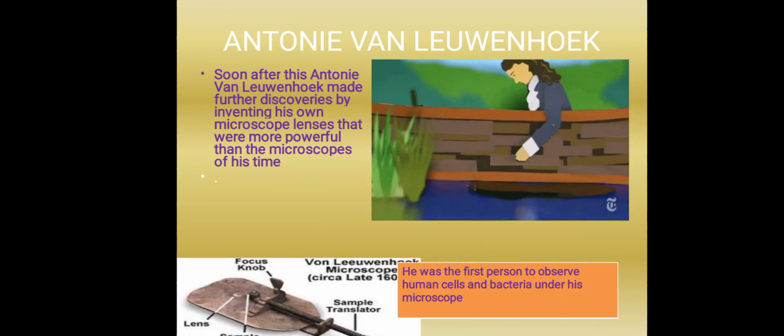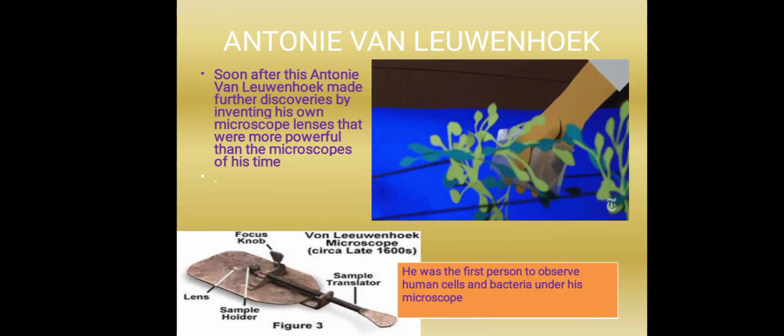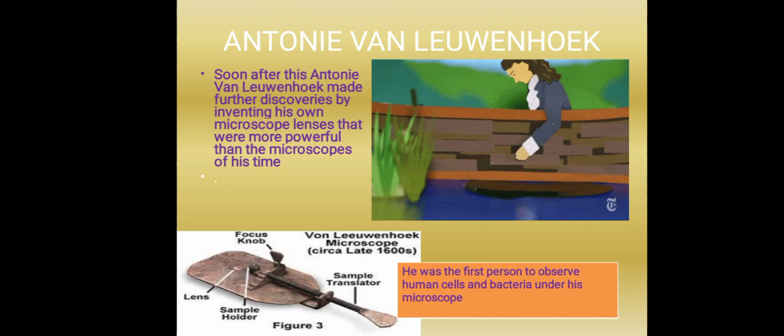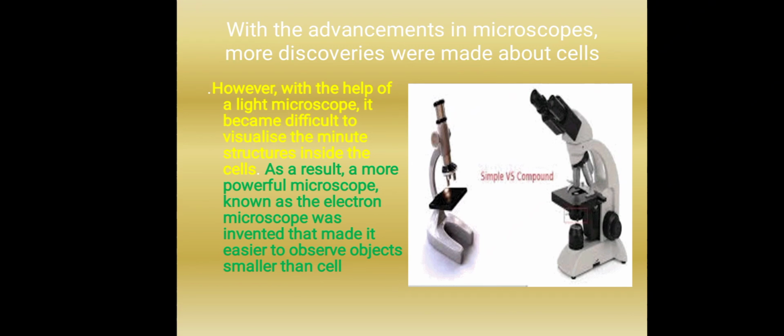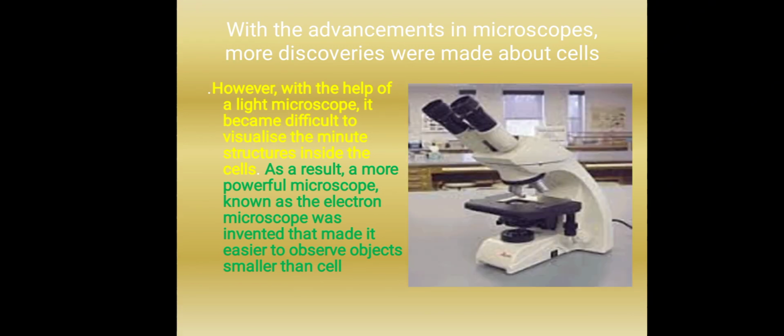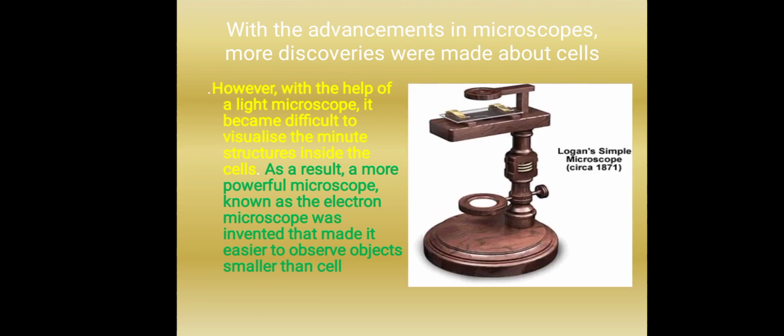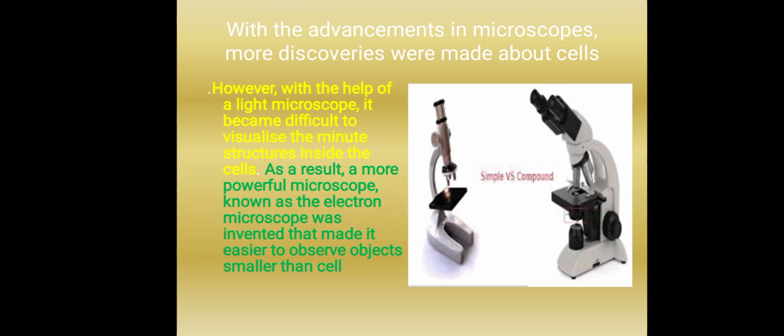Anthony van Leeuwenhoek was the first person to observe human cells and bacteria under his microscope. With more advancement in microscopes, more discoveries were made about cells. So class, this is all we'll be learning for today.